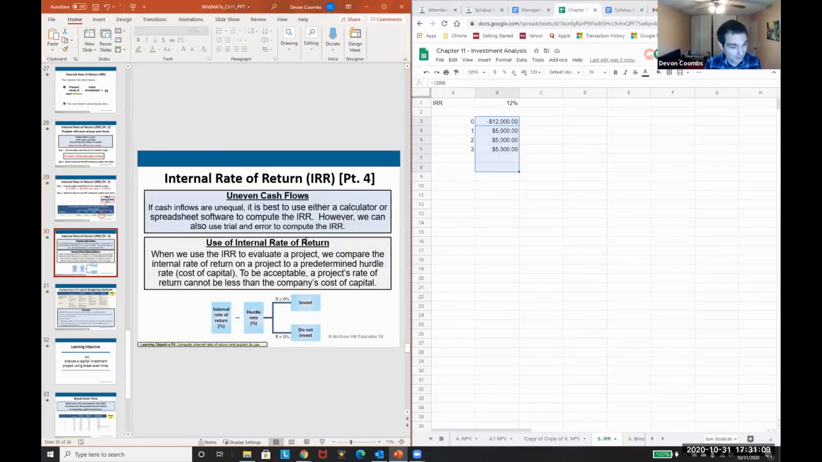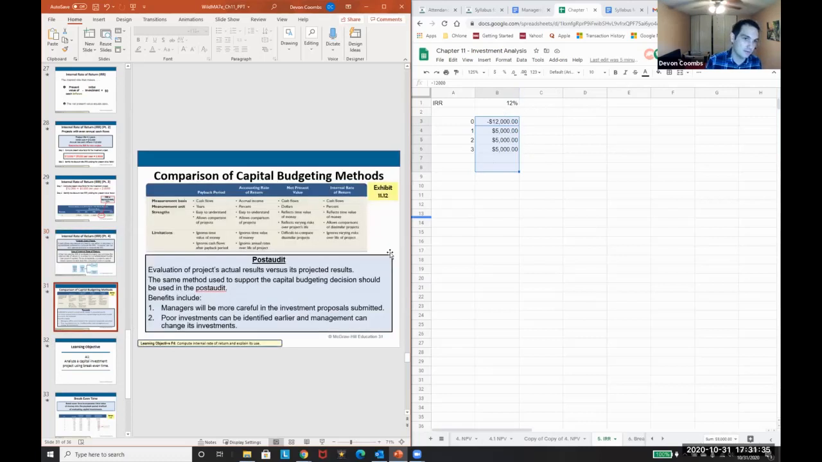There are uneven cash flows that might throw things off, so it's best to use a calculator or a spreadsheet. That's what it's saying here. It's even recommending using the spreadsheet because the factors make it a lot more complex. So I'd recommend not using the factors again. Try to use the sheets. And then we determine what our internal rate of return is, what our cost of capital is, and then we decide whether to invest or not invest.